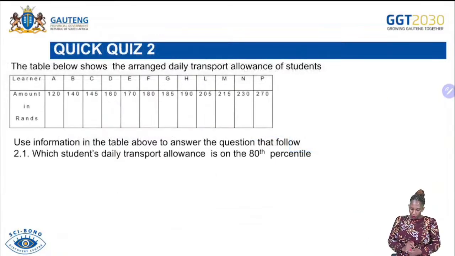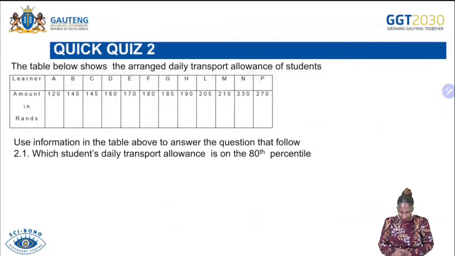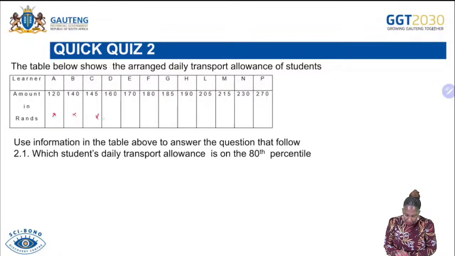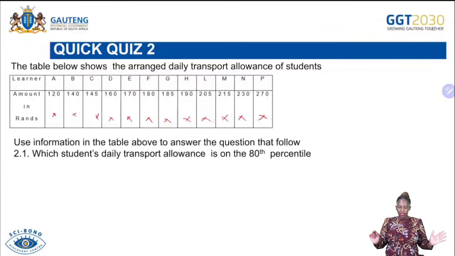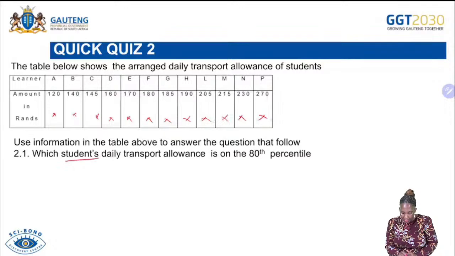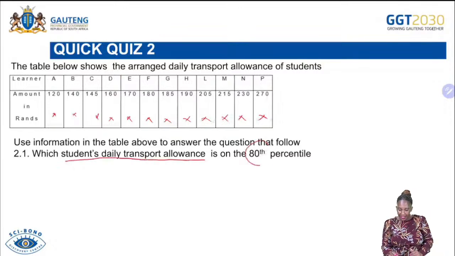Now let's quickly do this one. It says quick quiz number 2. Use the information in the table above to answer the questions that follow. Which student's daily transport allowance is on the 80th percentile? Now, looking at this, how many values do we have in the data set? It's 1, 2, 3, 4, 5, 6, 7, 8, 9, 10, 11, 12. Now, here they did not say anything about the amount in rands, but they want to know which student's daily transport allowance is on the 80th percentile.